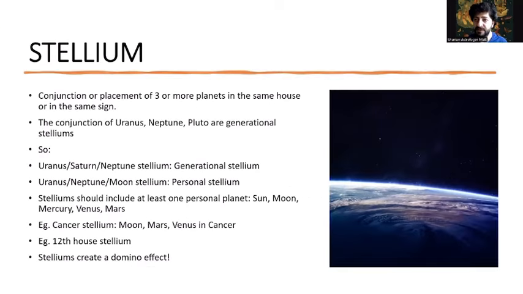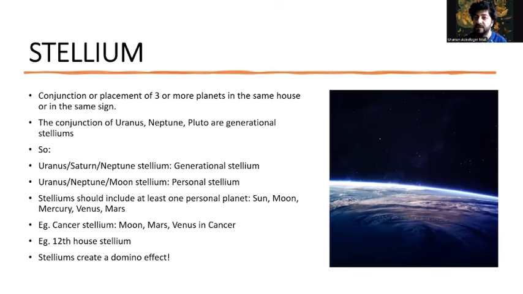Then we have an important topic, stellium. This is the conjunction or placement of three or more planets in the same house or in the same sign. For example, there is something important here. The conjunction of Uranus, Neptune, and Pluto, or Saturn, of course, sometimes, are generational stelliums. So these are not personal stelliums. For example, if you have Uranus, Saturn, Neptune in the same sign, it is generational. But if you have Uranus, Neptune, and Moon in the same sign, it is personal.